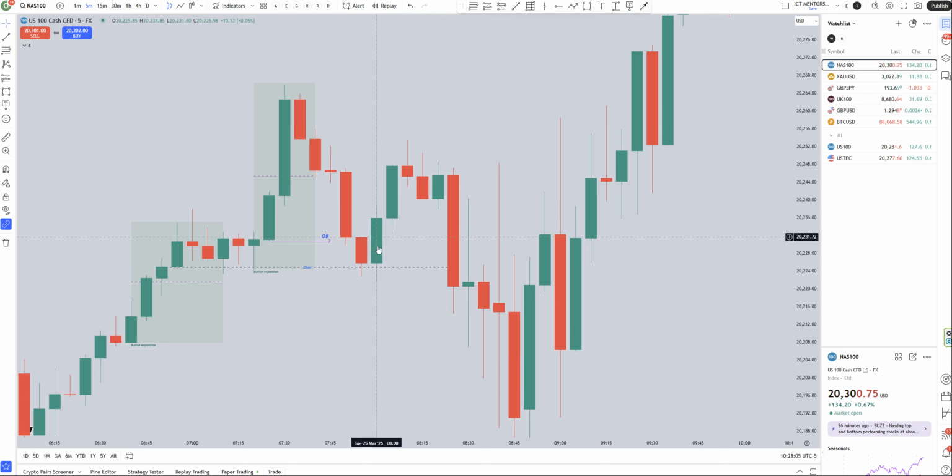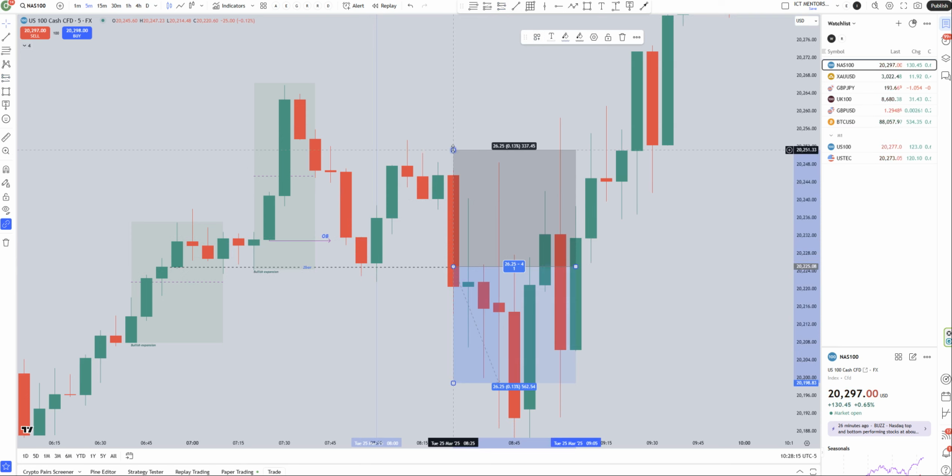So when this happened, before market open, I was a little concerned because I didn't want this to happen. And then I saw this. Of course, stops was higher.